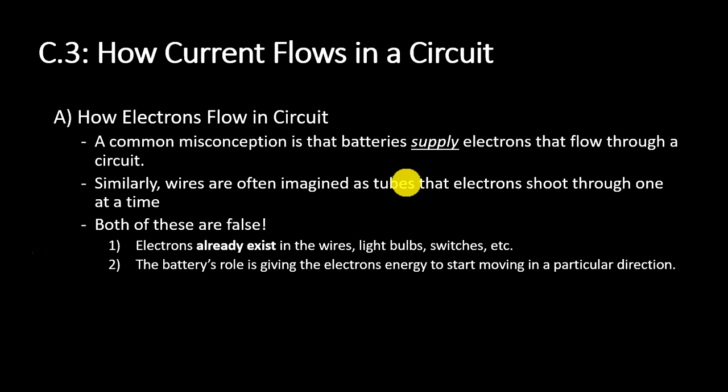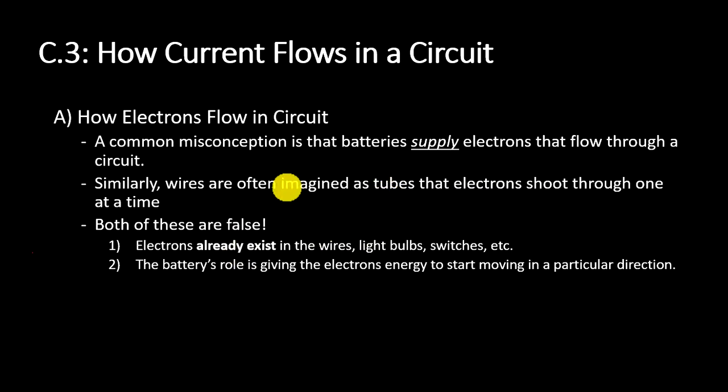Related to that misconception is another one, which is that the wires in a circuit are like hollow tubes, and the electrons are flying through those tubes almost like people shooting through water slides. Both of those thoughts are incorrect, and it's going to lead you to some incorrect physics and to more misconceptions, more complications when you're trying to visualize or understand what's happening.